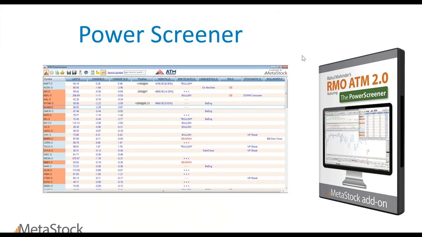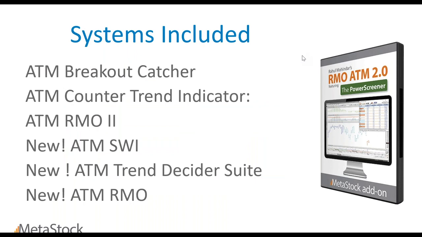So I love this. Another thing that I wanted to mention is the systems that are included. I think the reason this has been so popular is it has a breakout method, a counter-trending method, a new take on the RMO. You guys know I love the RMO, but it has about six different methodologies that are all really well simplified, well optimized to work in the market. And there's just about something for everybody here. If you're looking for something that's really going to identify those breakouts very well, there's something there for you.